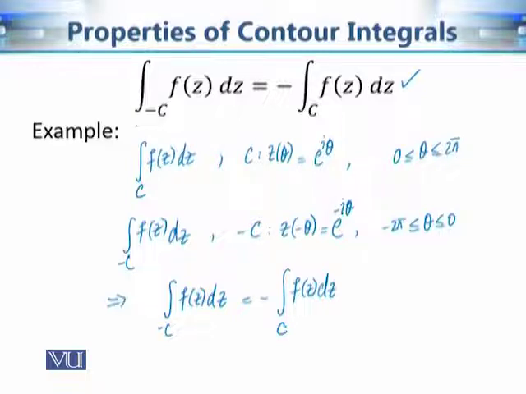Now we can choose f(z) to be any function. It could be z² + 1, it could be z conjugate, it could be any other function, but this relation is going to be the same.